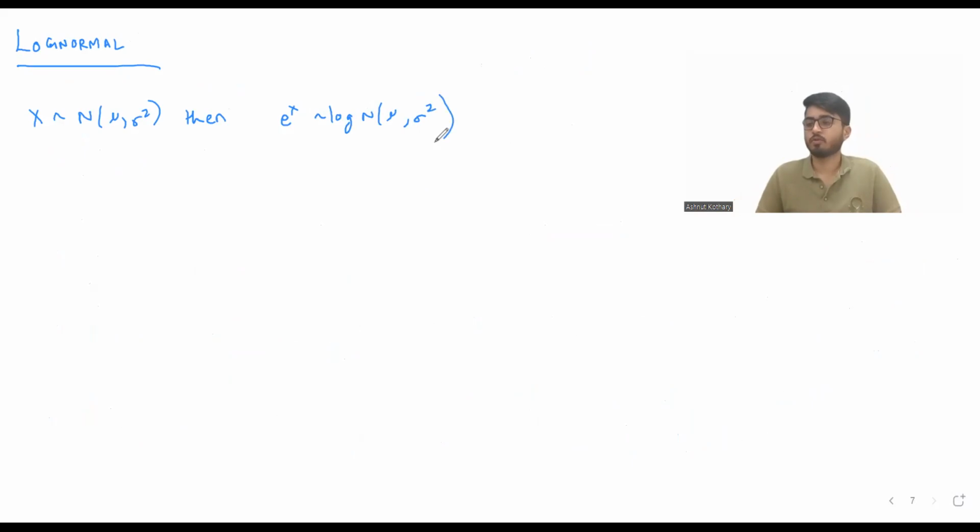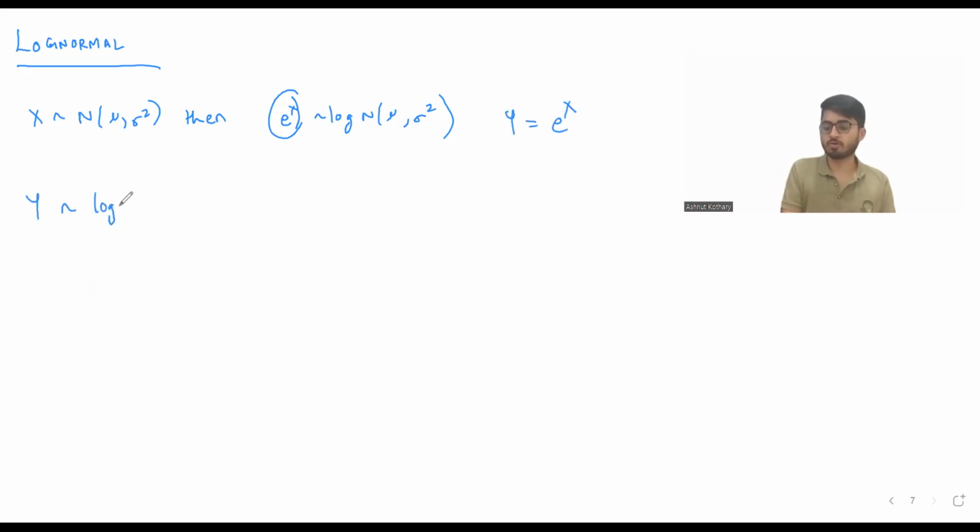Say if x is following normal mu comma sigma square, then the random variable e to the power x is following a log normal distribution with parameters mu and sigma square. So let me define y as e to the power x. Then the way I write it is y follows log normal. Here, log means the natural log only. It's e raised to the power x.